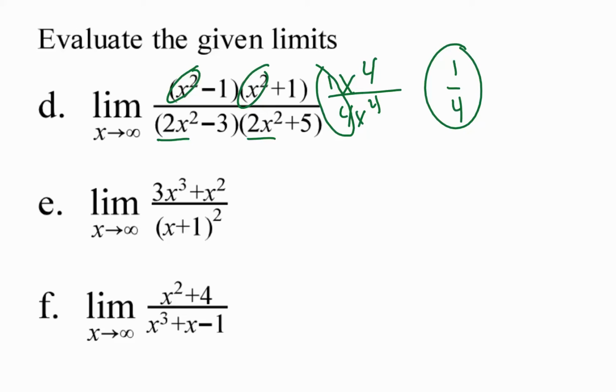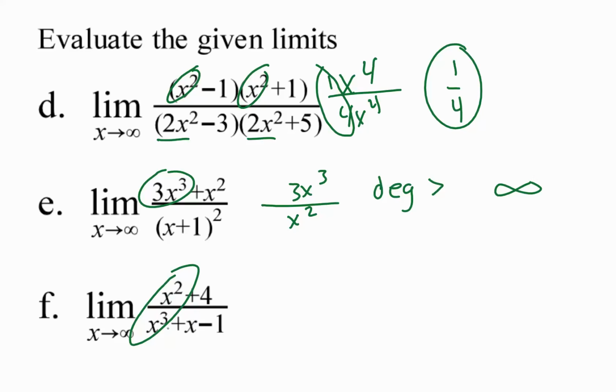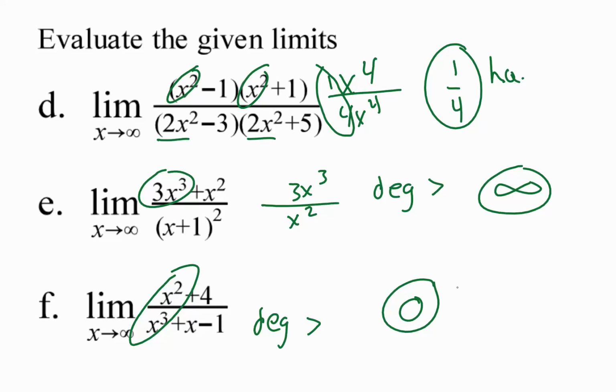How about the next one? I've got a 3x cubed on the top, and then in the bottom I'm going to have an x squared. If the degree is greater in the top, in the numerator, then the limit is infinity. And in f, the degree in the denominator is higher, then my limit is 0. So the other thing to remember is these are horizontal asymptotes. This one would have no horizontal asymptotes.